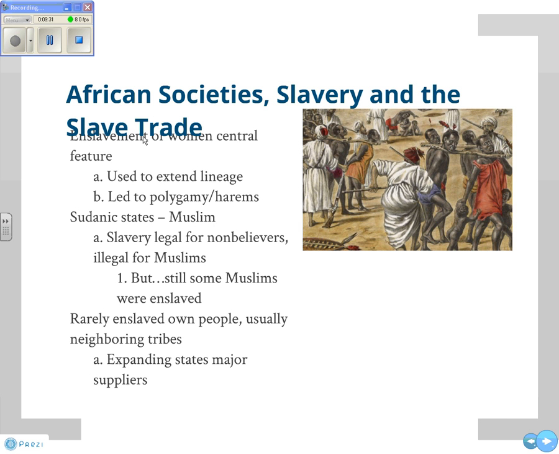Enslavement of women is a central feature. They're used to extend lineage. That means to make your family larger. You want to extend your family lineage. It led to polygamy and harems.